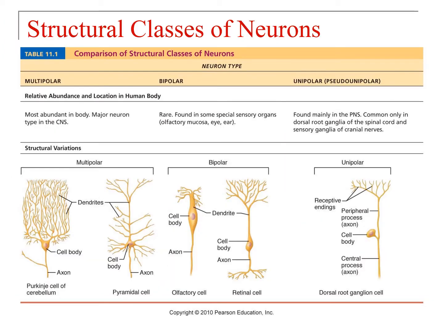Okay, so you can see a lot of variation in these structural classes of neurons. If we take a look at the multipolar neurons, you can see that you've got a lot of dendrites branching out, but the Purkinje cell of the cerebellum on the left and the pyramidal cell on the right look very different. But the fact that they've all got multiple processes coming out from the cell body means that they are indeed multipolar. So dendrites and axon.